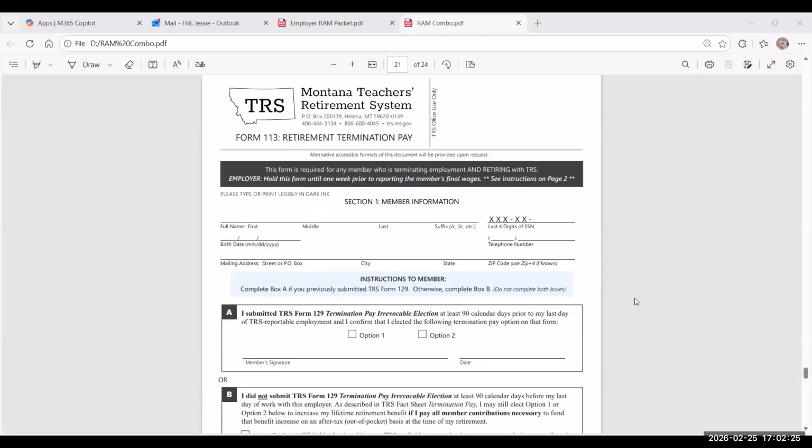And then we have Form 113, which is the retirement termination pay form. This one's handled a little bit differently. You guys are going to actually hang on to this one until a week before you submit your final report for the year, and then you would submit it back to us yourselves. Once it's passed off to you from the member, it is not provided back to them to provide to us, because they will be getting all their packet back to us hopefully well before you are submitting your final payroll. So what the member is responsible for on this form is section one, providing their detailed information.